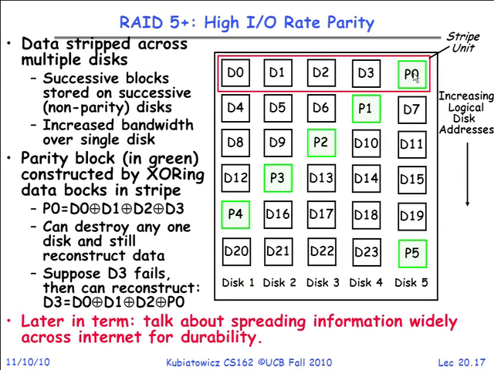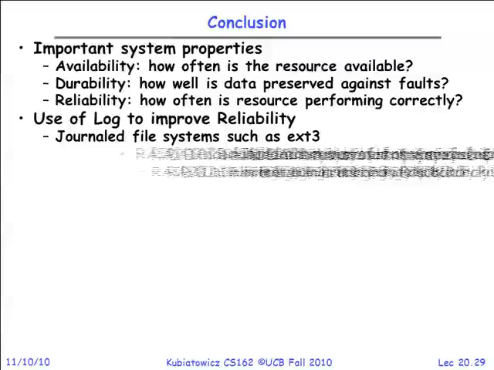But let's conclude here. So we talked about ILIDs today, availability, durability, reliability. We talked about how to use a log to improve reliability. We actually talked about RAID. And next time, we're going to talk about authorization, and we're going to dive into networking.